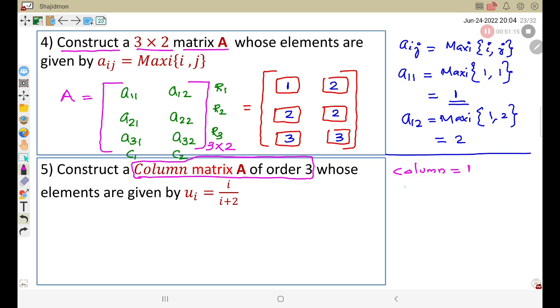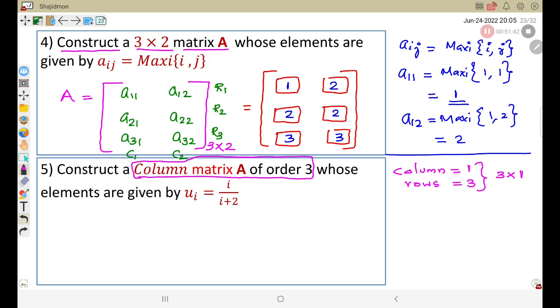Now, a column matrix of order 3 means how many rows we need to consider? 3. Okay? Column number is 1, because a column matrix means column number is 1. Of order 3 means row number is 3. So what is the order of the matrix? It should be a 3 by 1 matrix: 3 rows but 1 column, and whose elements are given by ui equals i divided by i plus 2.